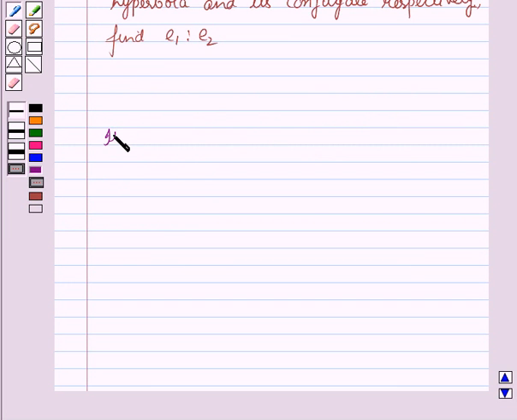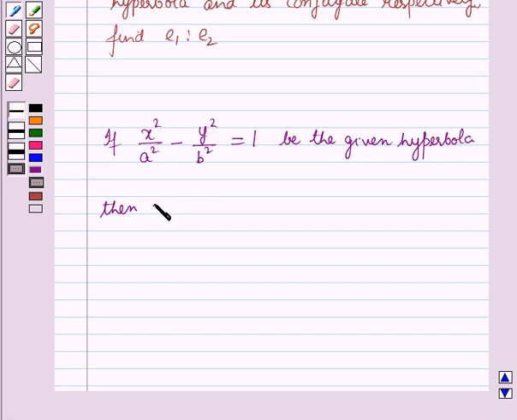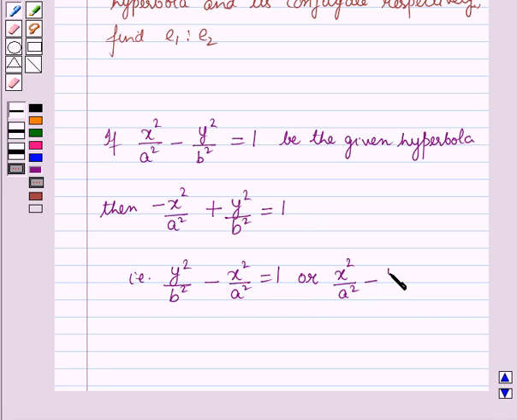And that is, if x squared over a squared minus y squared over b squared is equal to 1 is a given hyperbola, then minus x squared over a squared plus y squared over b squared is equal to 1, that is y squared over b squared minus x squared over a squared is equal to 1, or you can write x squared over a squared minus y squared over b squared is equal to minus 1, is its conjugate hyperbola.